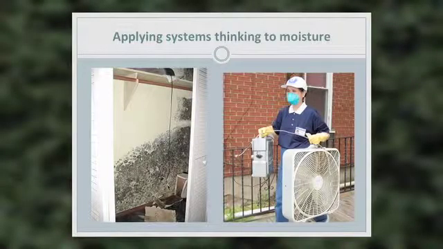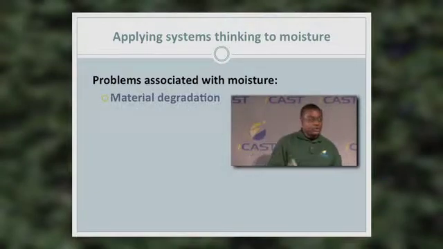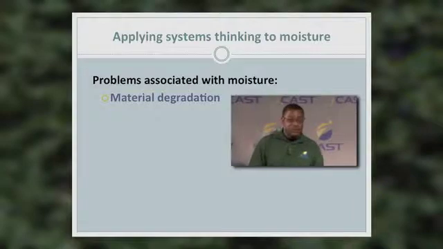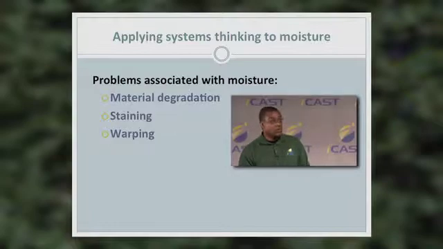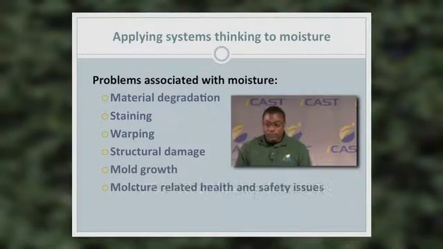Now let's talk about systems thinking as it relates to moisture management. Some of the problems associated with too much moisture are material degradation, often referred to as dry rot. It's actually wet rot, if we're going to be accurate about it. Staining, we've all seen this. Warping: when we get wood wet, it warps because it expands, and not all at the same rate. As a result, we get structural damage, mold growth, and other moisture-related issues.